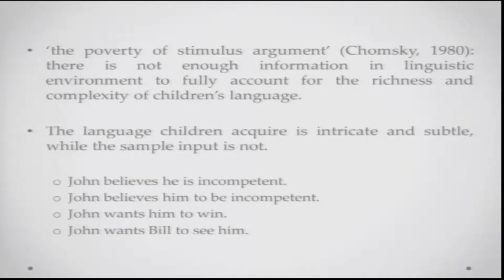One of the other arguments that Chomsky makes is referred to as the poverty of stimulus argument, and this argument was basically that Chomsky was trying to say that there is simply not enough information in the linguistic environment to fully account for the richness and the complexity of the children's language. The kind of language that children are capable of spontaneously producing by 3, 4, 5 years of age, they are producing a lot of language that they have not even heard. They are creating a lot of spontaneous language themselves, and they have not really been encouraged or discouraged to do that in any way.